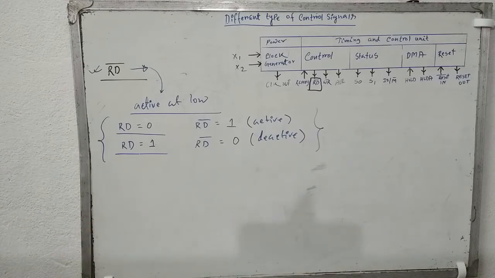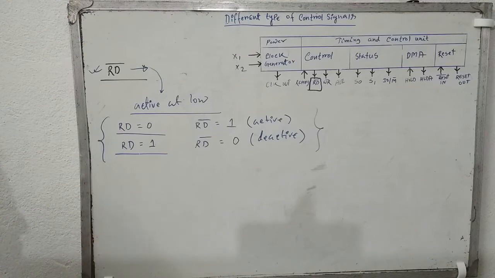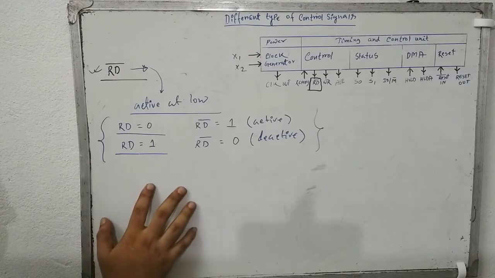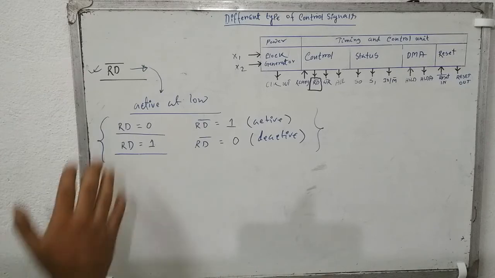So let me repeat again. What is the use of the read operation? If the microprocessor wants to read some data from memory or an input output port, it enables the particular memory location or input output location and allows the microprocessor to read the data from that port or memory location and store that data to the data bus. That was the basic operation of read.